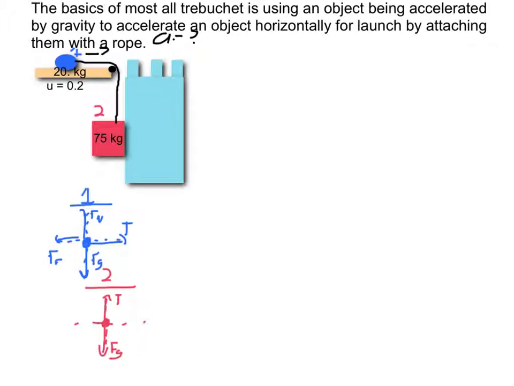Now let's address an issue whenever you have two objects. Whenever picking positive and negative, you can't just pick whatever you would like. You have to pick system positive and system negative. So let me show you what that means. I'm going to pick positive and negative for object number one. I'm going to call to the right positive, to the left negative, and up positive, and down negative.